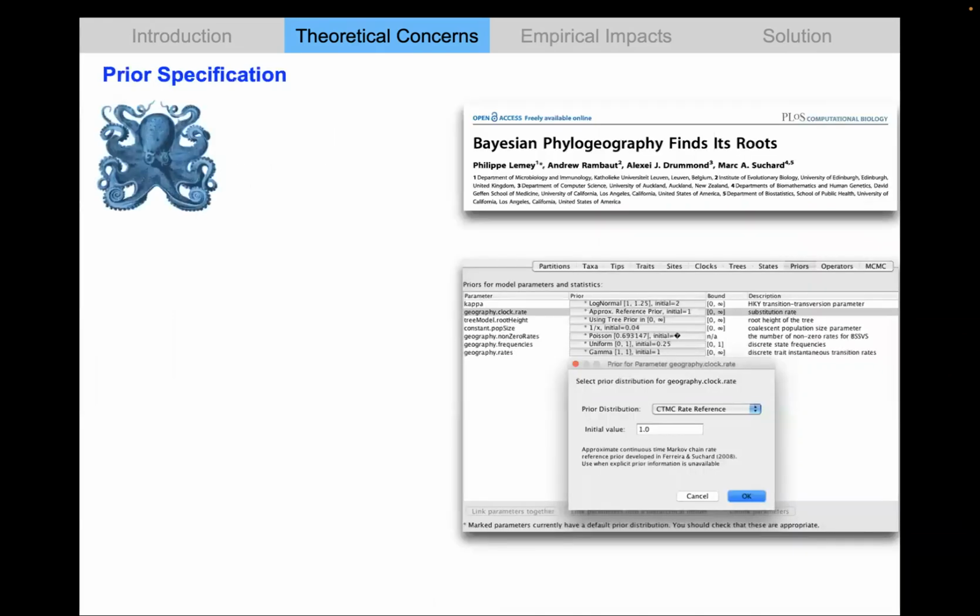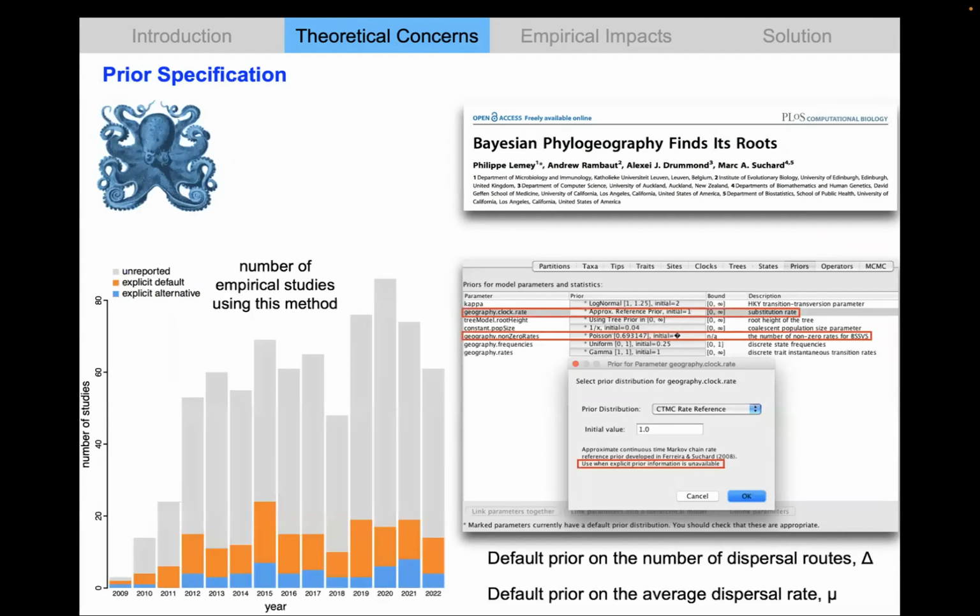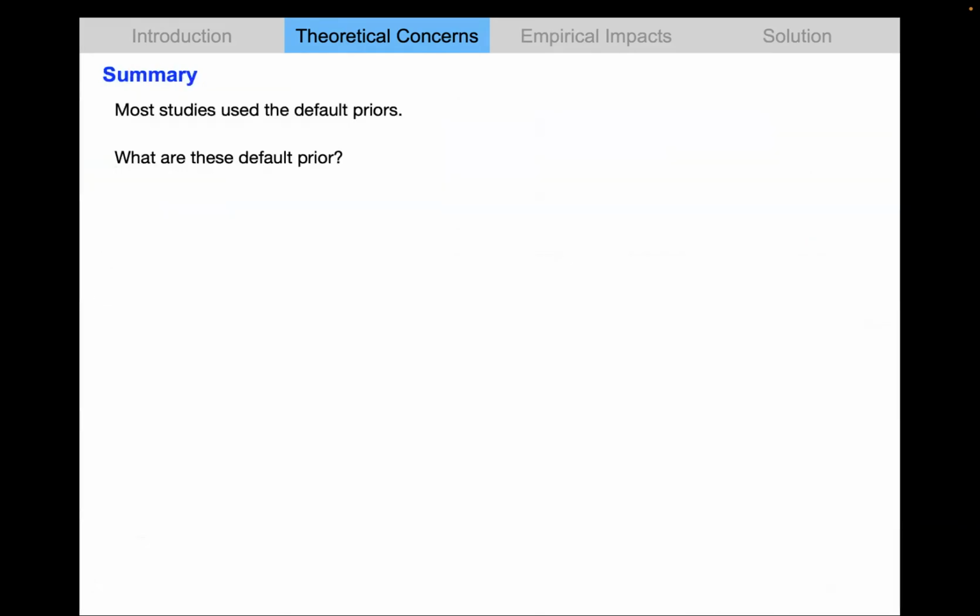Recall this method is implemented in the program BEAST, which provides a helper program BEAUti as an accessible way to specify model and priors that most people use to set up their analysis. Therefore, among the increasing number of empirical studies using this method, 93% of them have chosen the default priors recommended by BEAUti. Let's take a closer look to see what these default priors are.